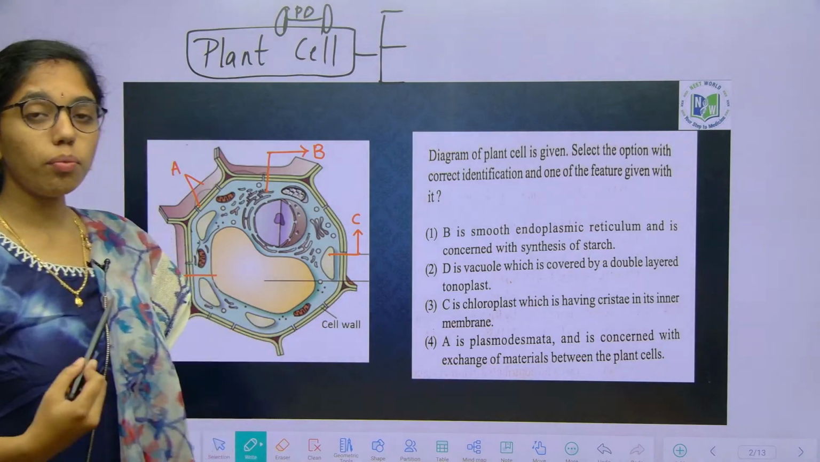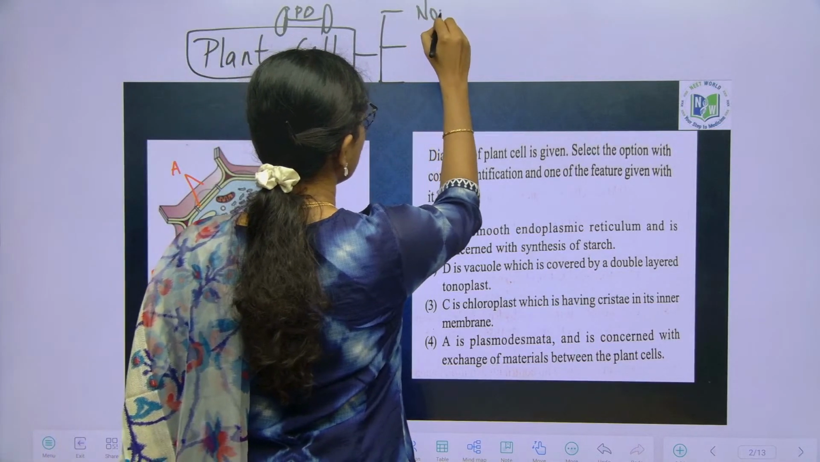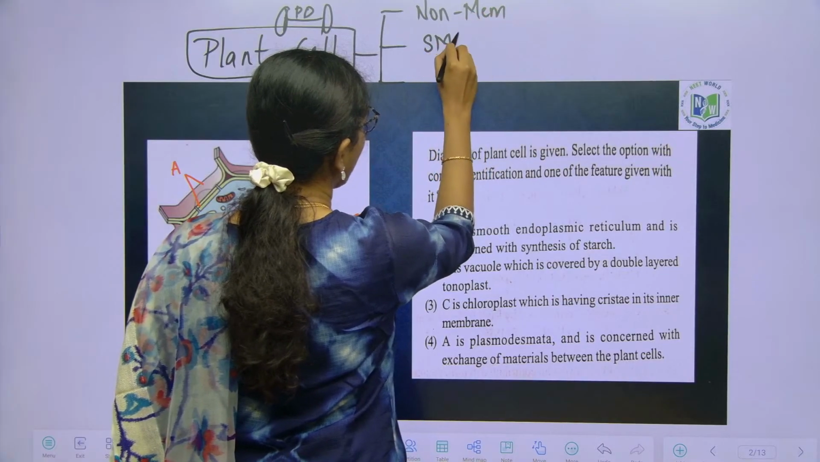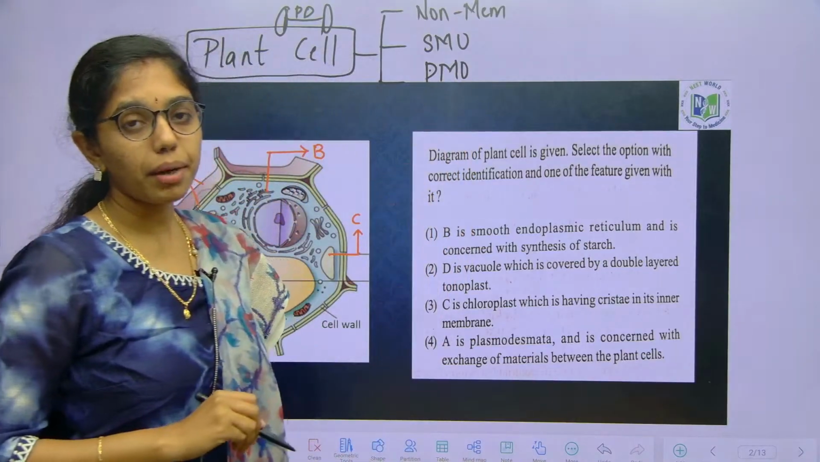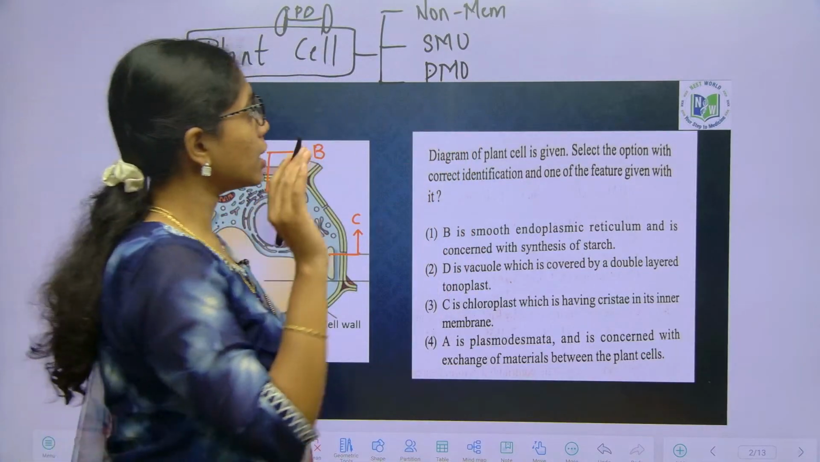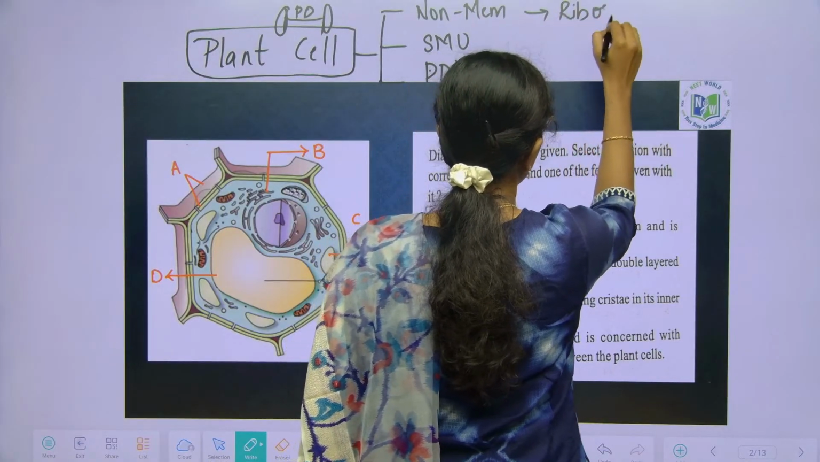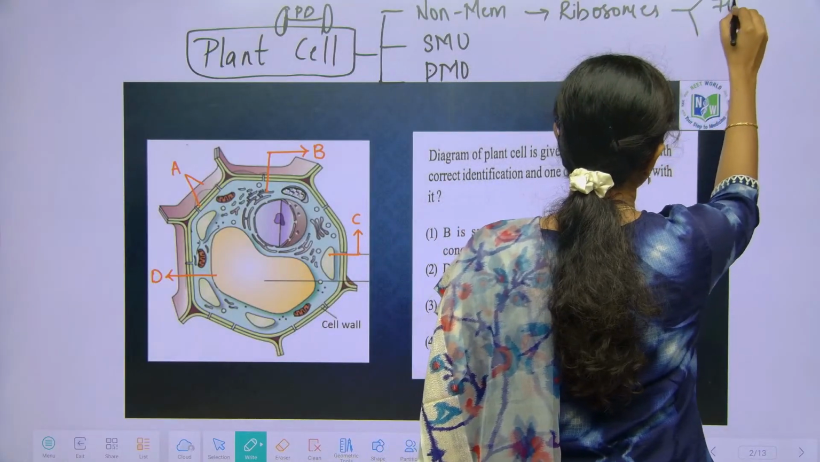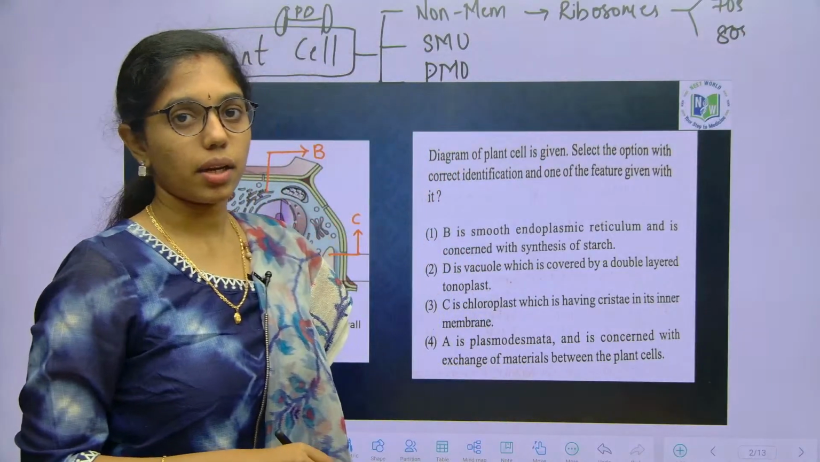And what are the 3 modes of organelles we have learnt? Non-membrane bound organelles, single membrane bound organelles and double membrane bound organelles. Non-membrane bound organelle in the plant cell is only one organelle, ribosomes. And what type of ribosomes are present? We have both 70S and 80S type of ribosomes in a plant cell, right?